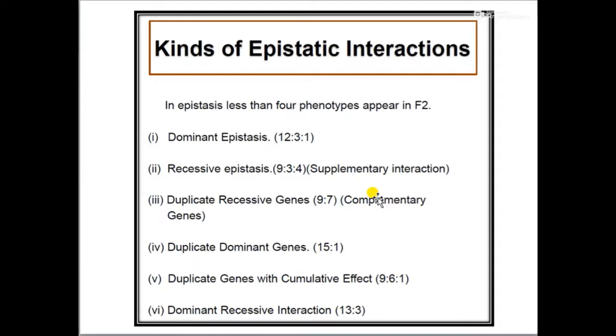So, based upon this, you can see that unlike the normal Mendelian ratios, different types of epistasis will have different types of interactions, and different ratios will be formed. Now, if you have a dominant epistasis, you will have a 12 is to 3 is to 1 ratio. And sometimes in recessive epistasis, you have 9 is to 3 is to 4, like that. Depending upon the type of epistatic interaction, the ratios will be different. But you can always see that in epistasis, fewer than 4 phenotypes will appear in the F2 generation.